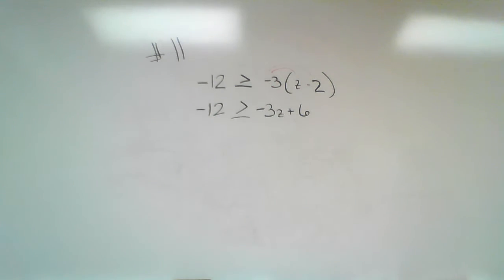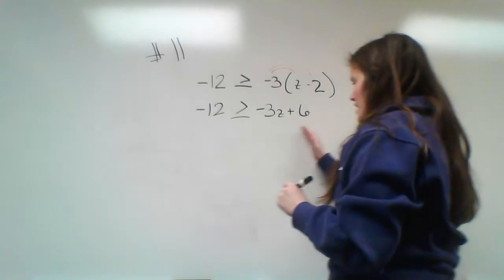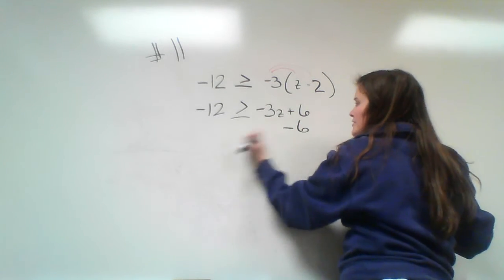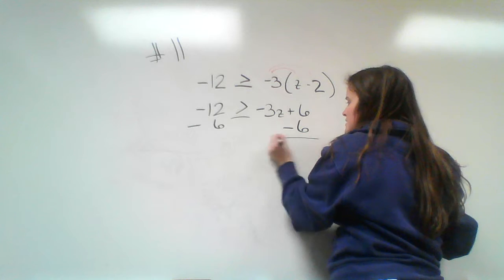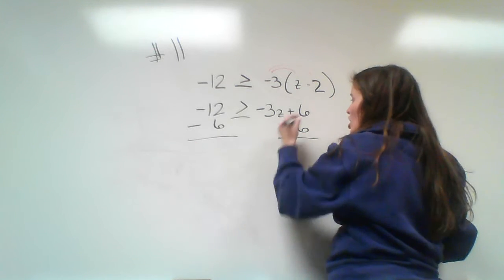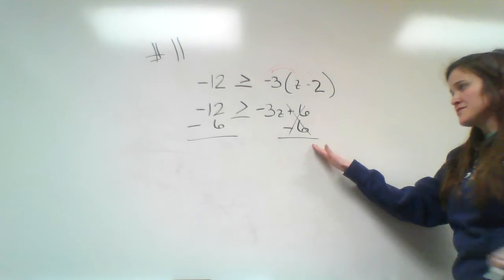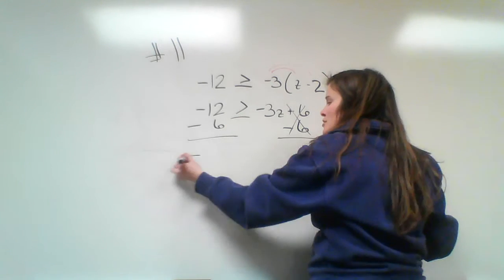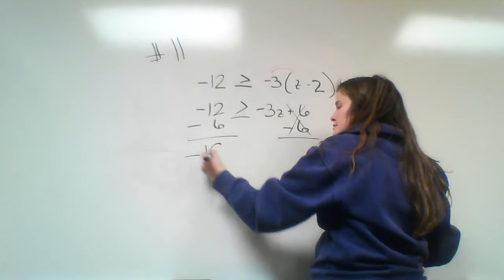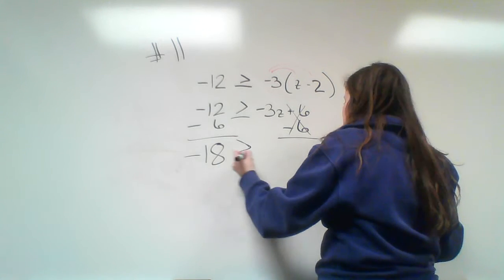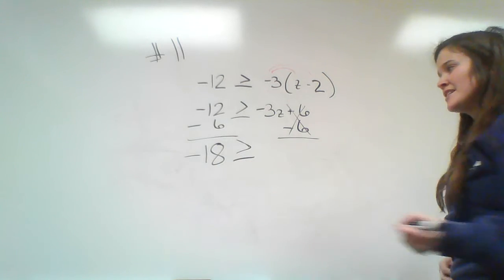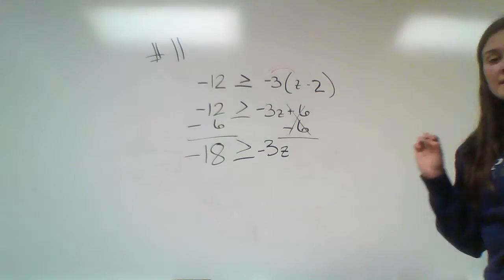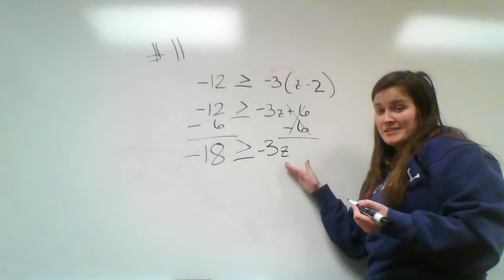Now, the next thing I want to do is get like terms on the same sides. I want to get z all by itself. So I have to do the inverse operation right here. I'm going to subtract negative 6, which we have done all year long. Cancels out. Negative 12 plus negative 6. They're on the same team, so there'll be a negative when you put them together. Negative 18. Sign still stays the same. Equals negative 3z.